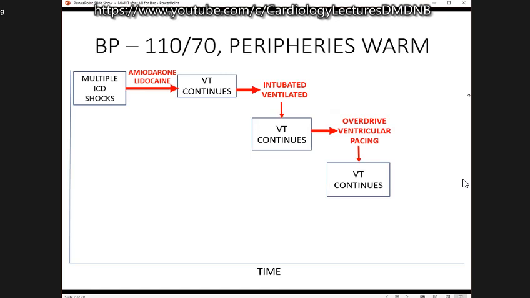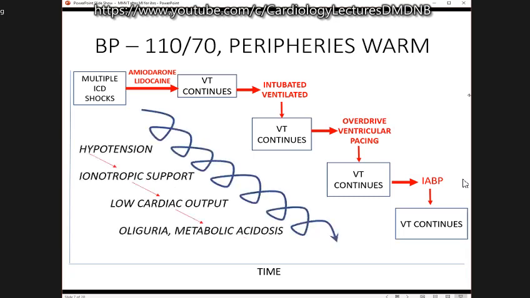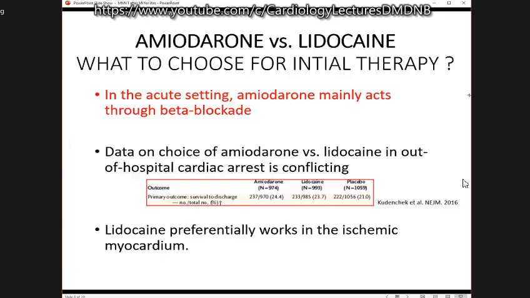We attempted overdrive ventricular pacing, which we'll get into from the ICD itself. Still VT persisted. I tried with an IABP, still VT persisted. And as we see with most cases of electrical storm, there is a cascade of hypotension. We add inotropes, there's a low cardiac output state, and the metabolic acidosis climbs. So usually interventions have to be done.